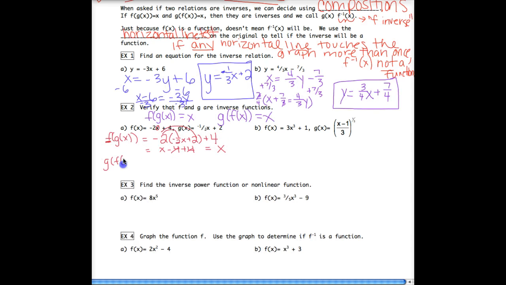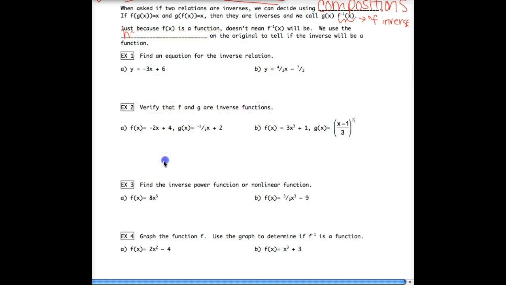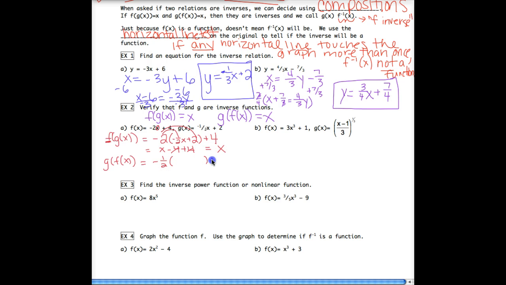Now I'm going to do g of f of x. So now g is the outside function. So I use this, -1/2 blank parenthesis plus 2, and fill this guy into the inside. Distribute. -1/2 times -2 is +1. -1/2 times +4 is -2. Then I've got my plus 2 on the outside. Again, these cancel, and I've got x. I am done with my verification. I verified that both compositions were equal to x. So yes, that means that these are indeed inverses.